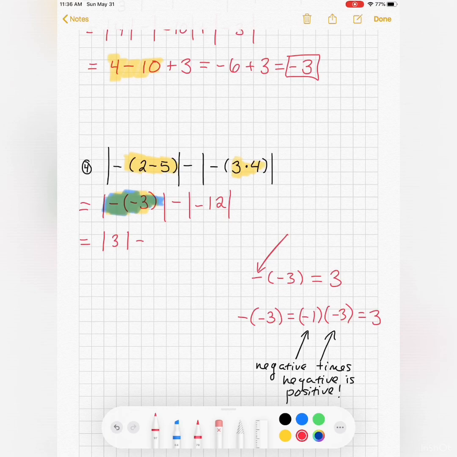Okay, what's the absolute value of negative 12? Let's just do one step at a time here. Now let me do the absolute values. Absolute value of 3 is 3. Absolute value of negative 12 is 12. If I have $3, I spend $12. Now I'm $9 in debt.